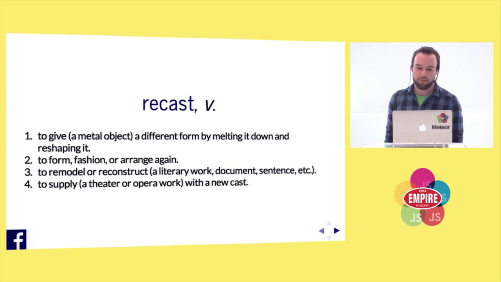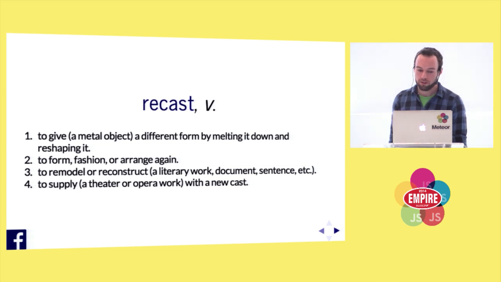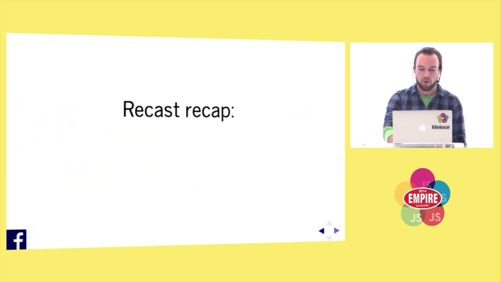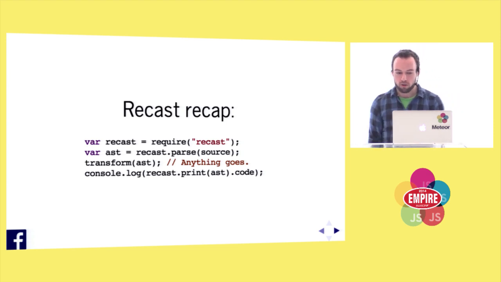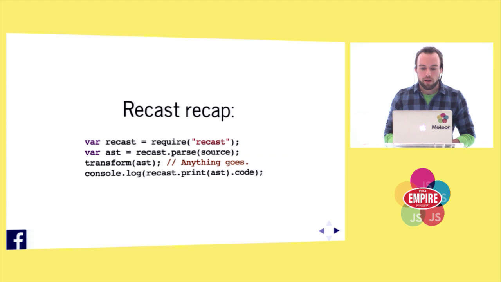But it's also a perfectly valid English verb, which means to melt down some metal and reshape it, or to rearrange something, remodel, or supply with a new cast. So there's also, I don't know, some poetry to it, I guess. I like it. So how do you use it? You require it. It's a node module. It's on NPM. You call recast.parse with a string of source code that gives you an abstract syntax tree, and then you do whatever you want using any tool that you want. You could use ES-traverse if you want. Really, anything goes here.